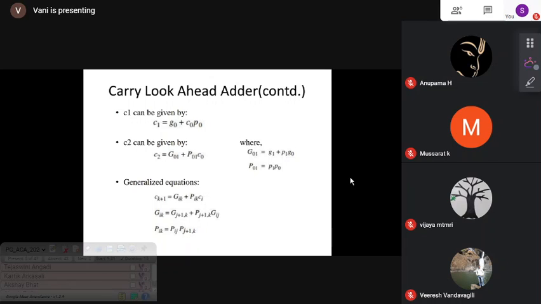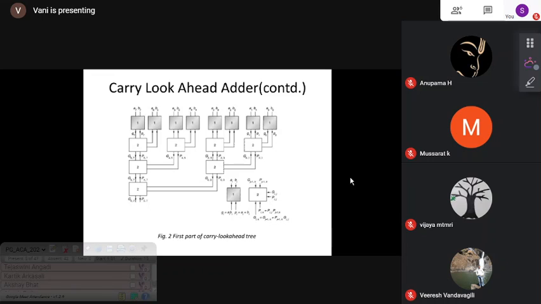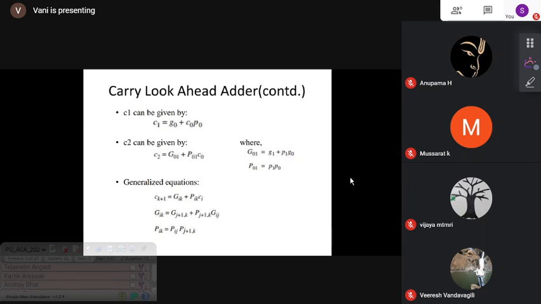Therefore, we can generalize all the equations. That is, we can generalize the equation for the carry bit, the carry generate and carry propagate that we can see here. So, here the carry look ahead adder can be divided into two parts. One part will generate only G and P values, and another part will generate carry values. That is, using the values of G and P, carry can be generated by using the values of G, P and C0, that is the C in given by the user.